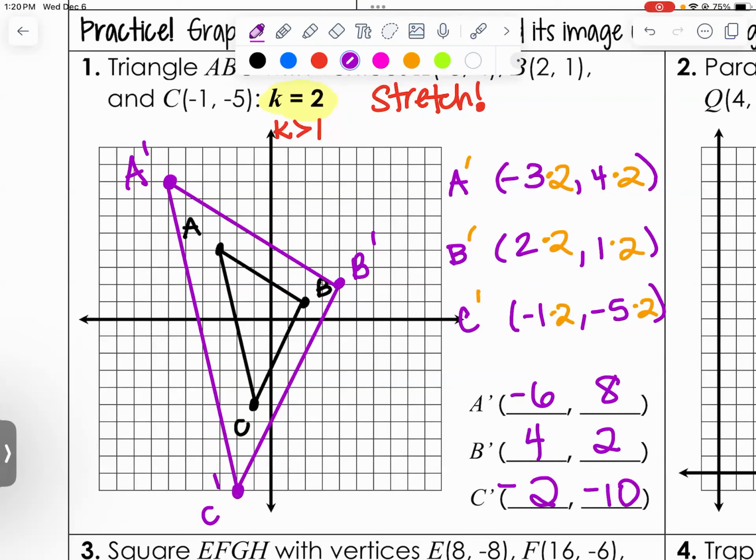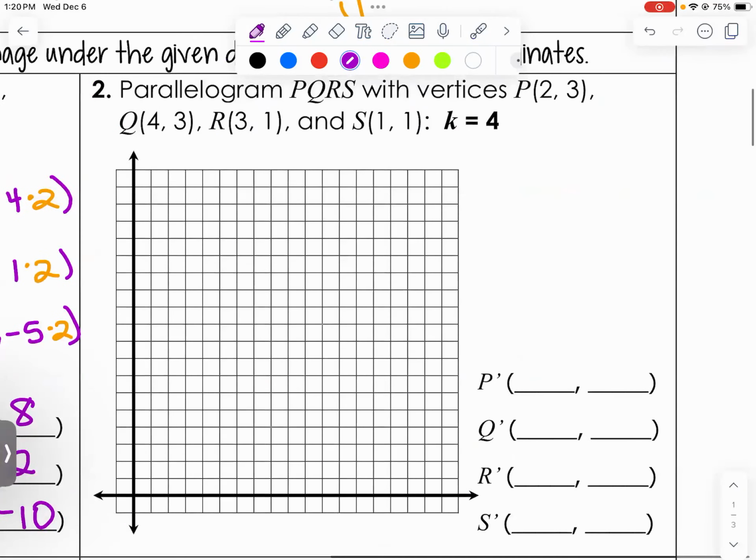Okay, this is what I want you to do. I want you to look at number 2. What is our scale factor? 4. I want you to find me the new coordinates and plot them for number 2. Ready, set, go.